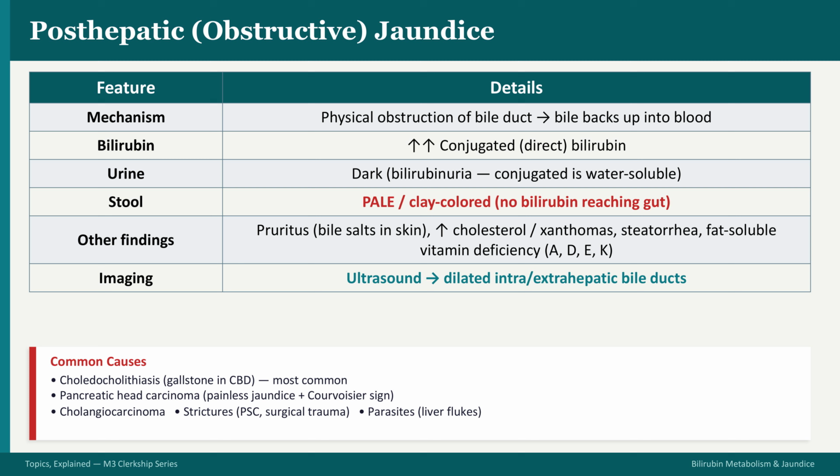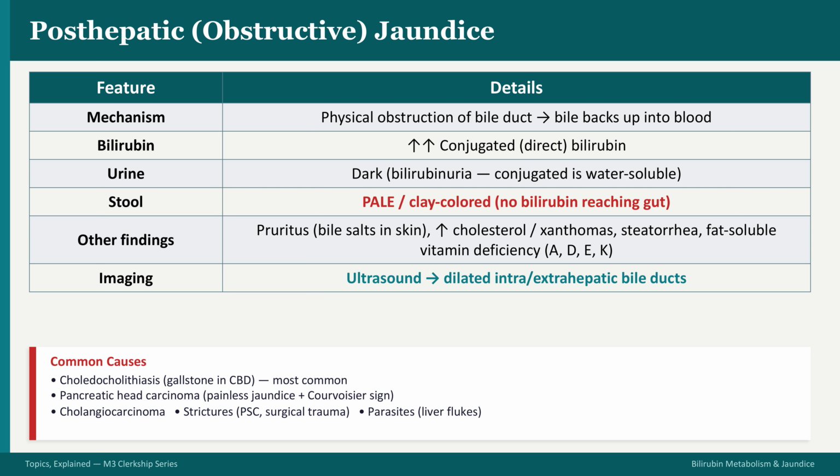Posthepatic jaundice means something is physically blocking the bile duct. The most common cause is choledocholithiasis, a gallstone impacted in the common bile duct. Other causes include pancreatic head carcinoma, cholangiocarcinoma, and strictures. When bile can't flow, everything in it backs up into the blood. Conjugated bilirubin rises and spills into the urine, making it dark and positive on dipstick. Bile salts deposit in the skin, causing pruritus. Cholesterol backs up, causing hypercholesterolemia and sometimes xanthomas. And because no bilirubin reaches the gut, stool becomes pale or clay-colored, and urobilinogen disappears from the urine.